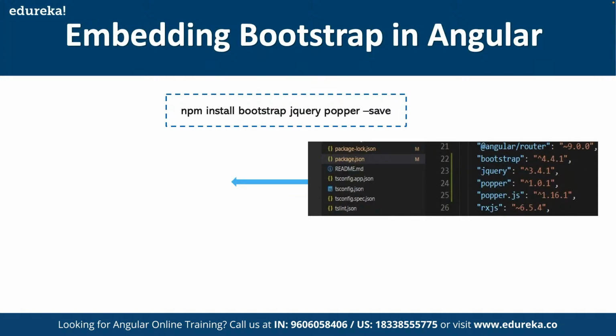Here the CSS and JS must be loaded globally. That's one thing you have to remember. And for that, we must specify the path within the angular.json file, within the styles and the scripts arrays. Now, all the packages which you install will get downloaded to the node_modules folder.